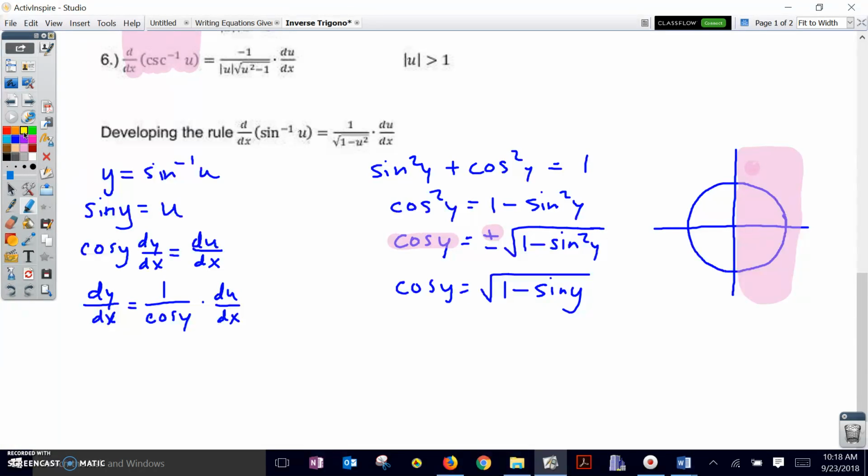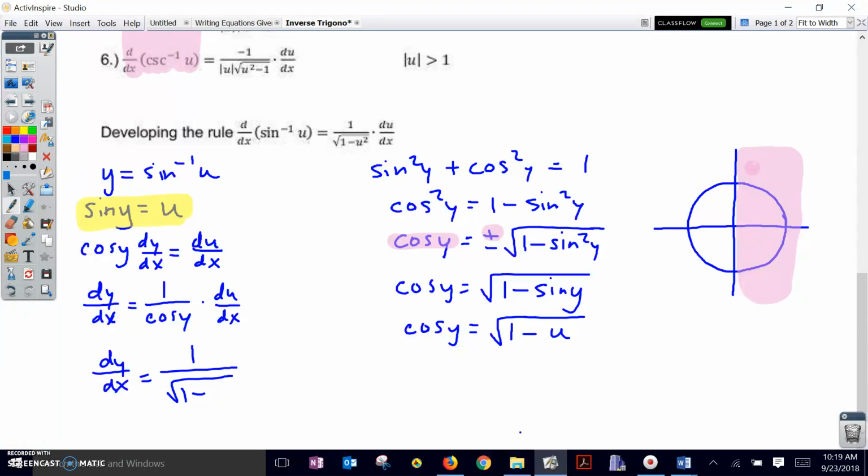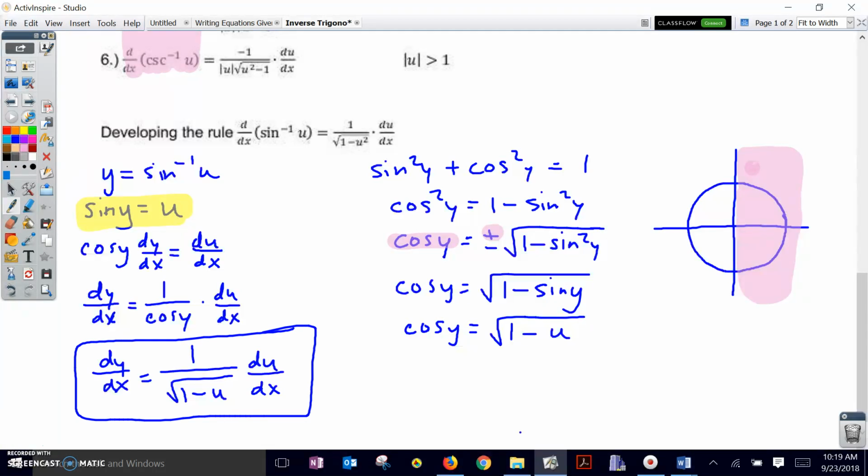And then, since sine of y is equal to u, I can replace the sine of y in this expression with a u. And now I can substitute that back into our original derivative, and I end up with my derivative rule for the arcsine.